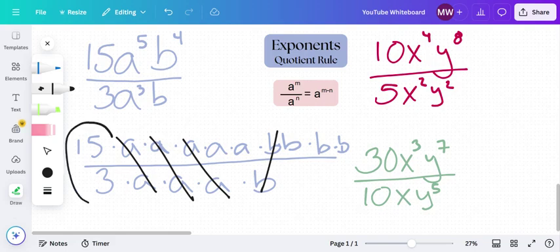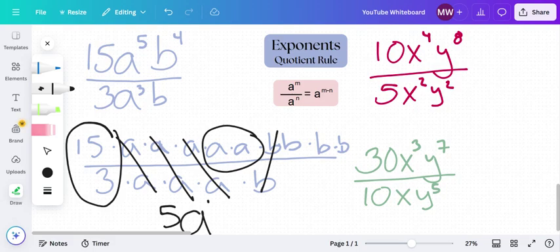Here's where we come into something different. I have 15 over 3. We know fractions are really division problems, so this is telling me to do 15 divided by 3, which is 5. Then I'm going to look, I've got 2 a's left, so that would be a to the second, and I've got 3 b's left, so that would be b to the third.